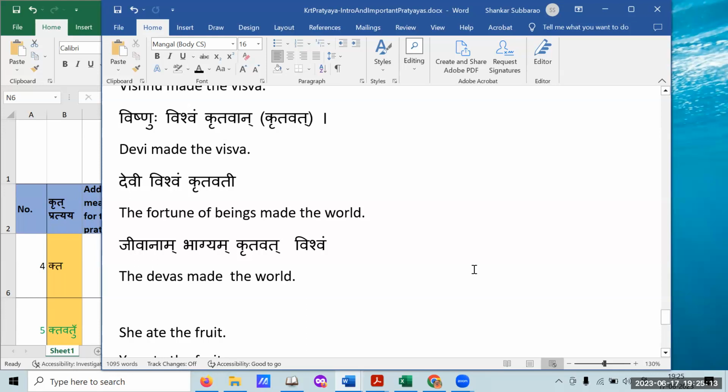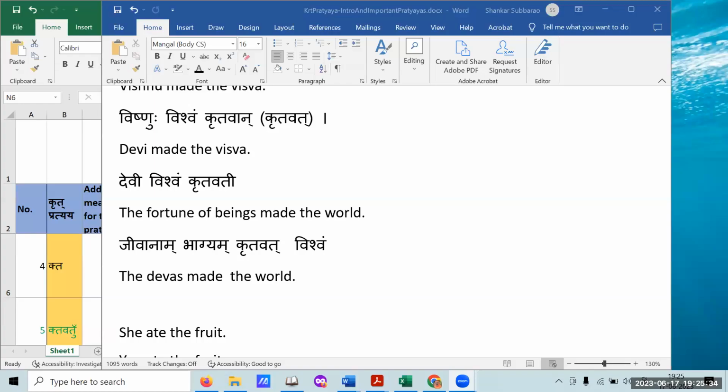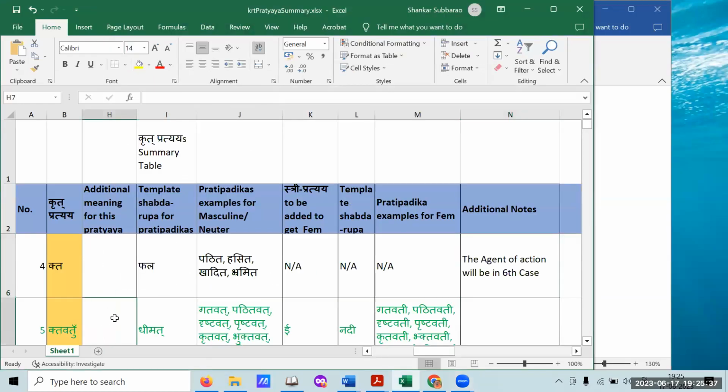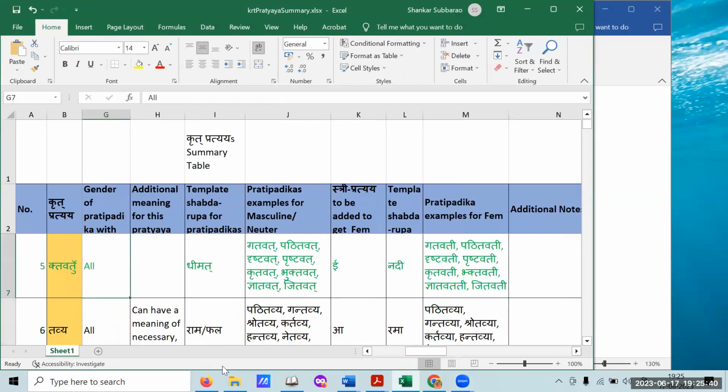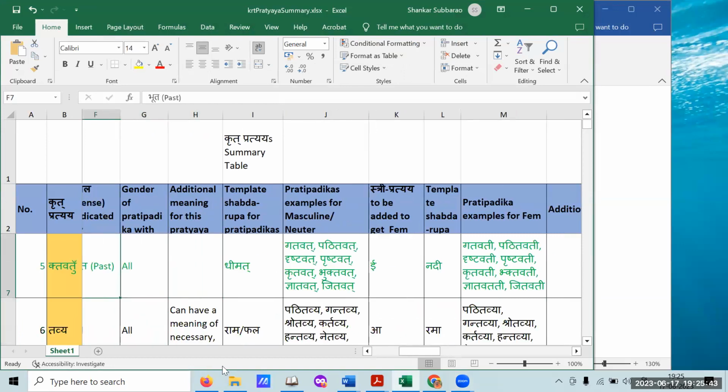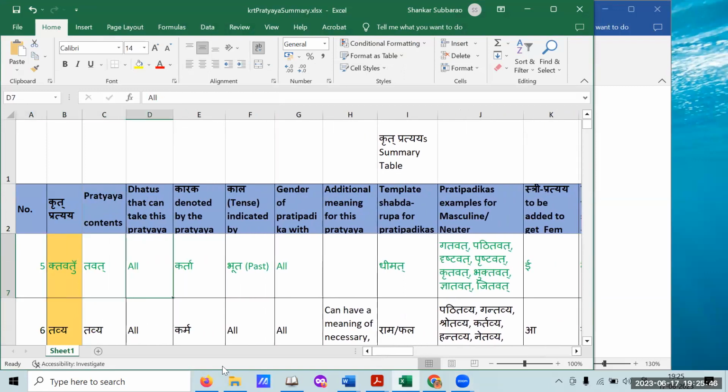So, okay. This is making sense? See, all we have done really is this. We took the word Kritavat. It can come in all genders. Go back to our spreadsheet. What do you find? It can come in all genders. Look at this, ktavatu, right? Ktavatu is in all genders. For all dhatus, in the sense of karaka it is karta, bhutakala, and in all genders. Right?